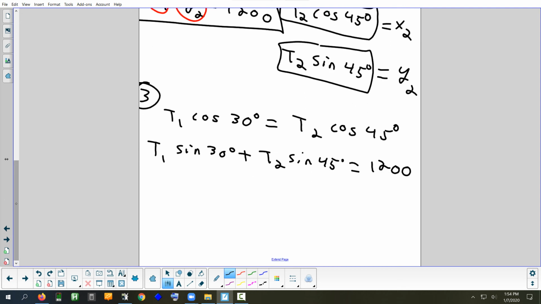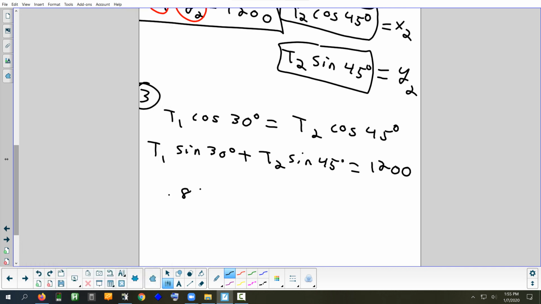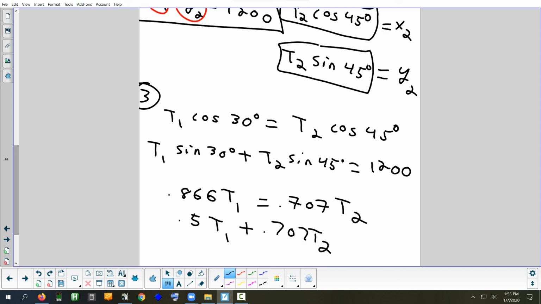Okay. Now, the last step I'm going to do, we're not going to solve it today. We'll finish solving it during the homework. I'm just going to change everything here to decimals. I'm going to plug all those numbers in on my calculator. All right, cosine of 30 is 0.866 T1 equals cosine of 45. I already know that one. Common one, 0.707 T2. Sine of 30 is, if you type that in, 0.5. 0.5 T1 plus sine of 45. Again, I know that one too because it's common. It's 0.707. Yes, it is the same as the one above it. Equals 1200.